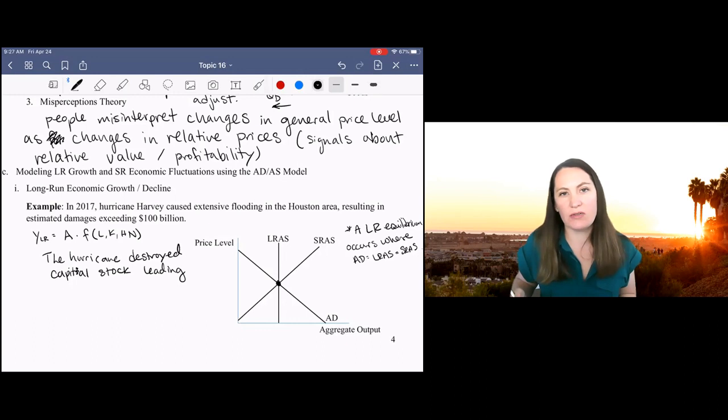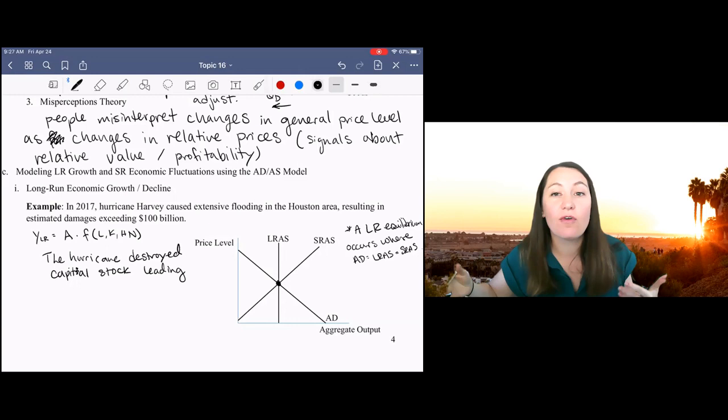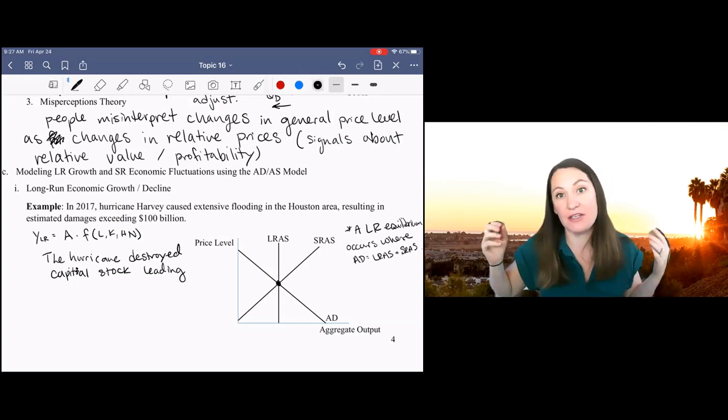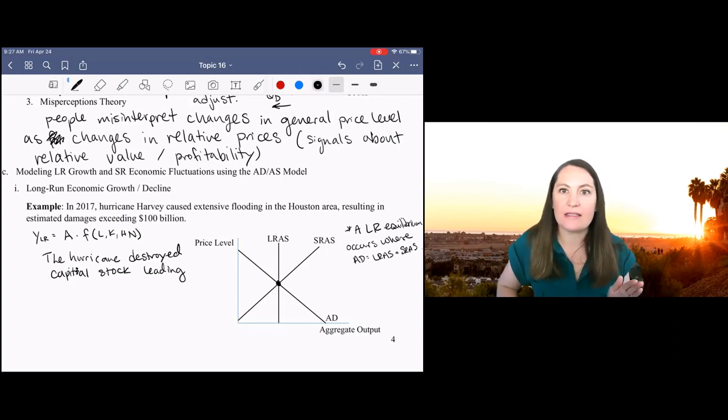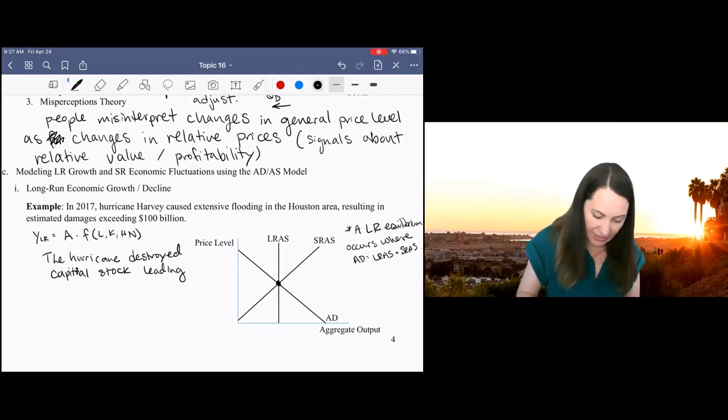Now, when we say long run, we don't necessarily mean that that's going to last for a long time. Like, is Houston damaged for 100 years? Probably not, right? They can rebuild. What we mean is that our real productive capacity is declining. Our real productive capacity is declining. Okay, so that leads to a decrease in long run aggregate supply.